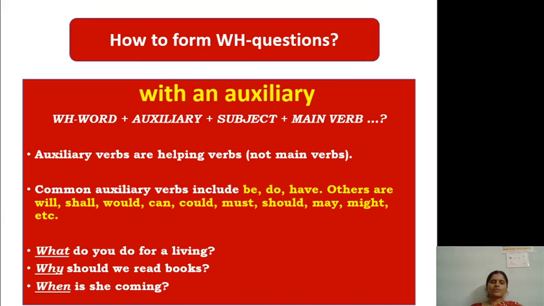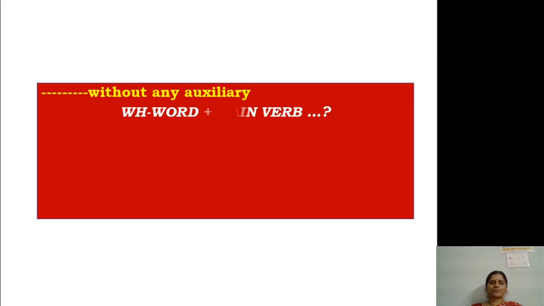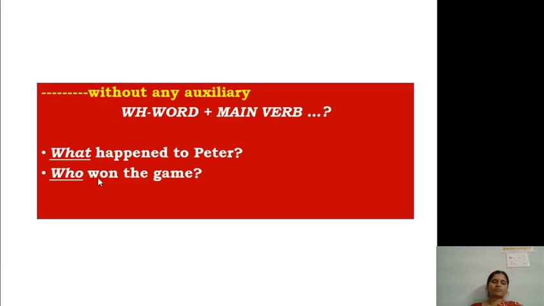So if it is without an auxiliary, then how? The structure would be like this. At the beginning you get the WH word, and immediately the main verb follows. So, what happened to Peter? What is the WH word, and happened is the main verb. So immediately after the WH word, we got a main verb and the remaining part of the sentence. The structure of this type of question would be like this. And see one more example. Who won the game? Who is the WH word, and won is the main verb. So immediately after the WH word, we got the main verb.